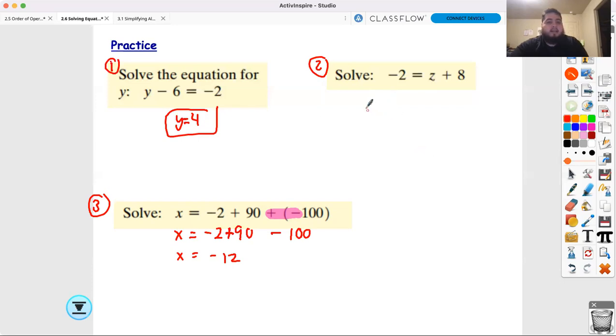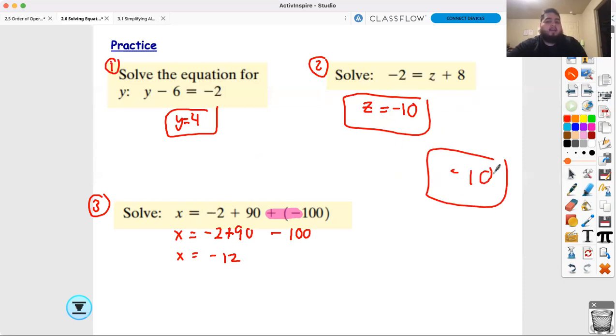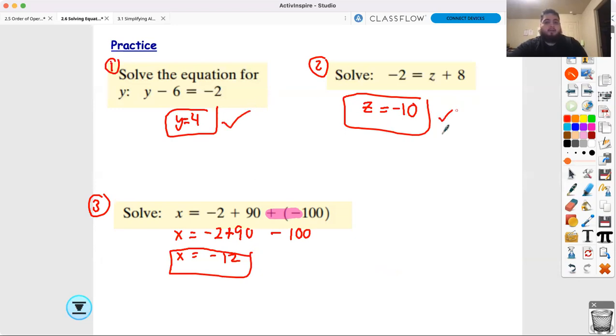So then Jacob got -10 for 2. So z equals -10. It's very important when you have a solution for an equation that you have the variable and the equal sign there. Don't just write -10. This will be the answer if it was an expression, but it's not an expression, it's an equation. Does everyone understand that? The solution for an equation has to have the variable still there, okay? But yeah, these are all correct.